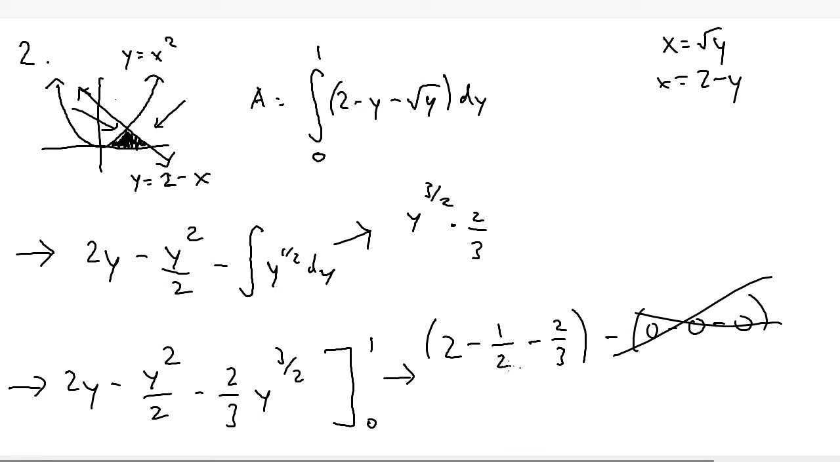2 minus 1/2 is 1.5, or in other words 3/2. And we have minus 2/3. So finding the common denominator, I can change 3/2 to 9 over 6. I can change 2/3 into 4 over 6. 9 over 6 minus 4 over 6 is equal to 5 over 6. And that is the final answer.